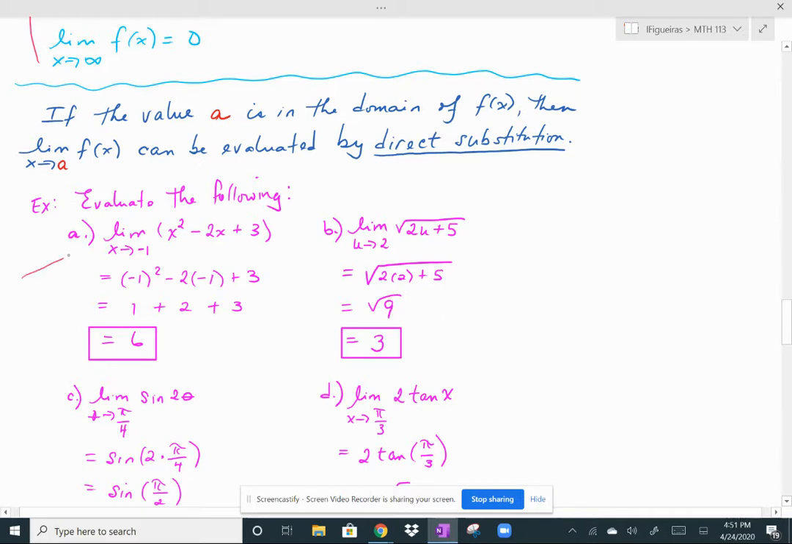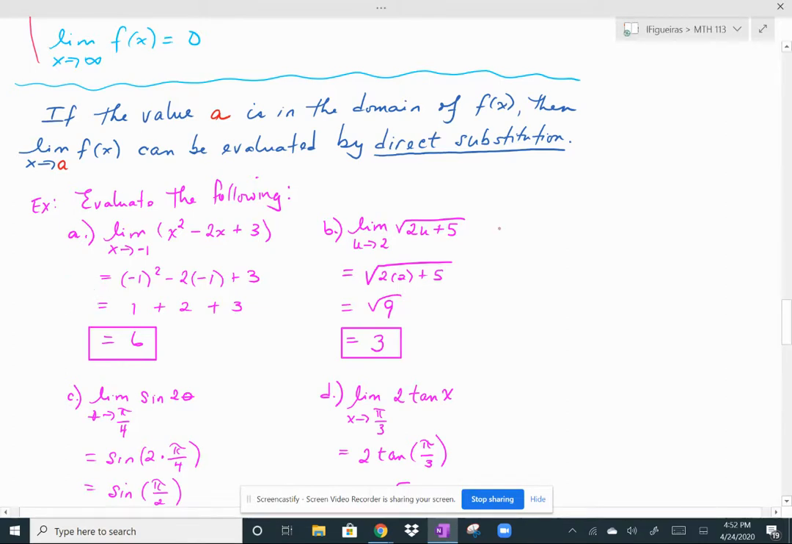I want to evaluate the limit as x approaches negative 1 of x squared minus 2x plus 3. X squared minus 2x plus 3 is a polynomial. It's a quadratic function. All real numbers are in the domain. There is no restriction. So as I get closer and closer to negative 1, the limit value will be the function value. So by direct substitution, that just means you plug in negative 1 into x squared minus 2x plus 3. And when you do the math on that, you get that the limit value is 6.